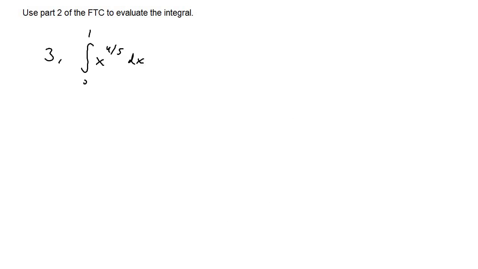Now for number 3, we have the integral from 0 to 1 of x to the 4/5 dx. Now we can still use the power rule here. If we have x to the 4/5, all we have to do is add 1 to the power and divide by that same power. So x to the 4/5, when we take the antiderivative, we add 1 to 4/5, which is 4/5 plus 5 over 5, which is 9 over 5, and then divide by that same power, so divided by 9 over 5. When we divide by 9 over 5, it's the same thing as multiplying by 5 over 9.